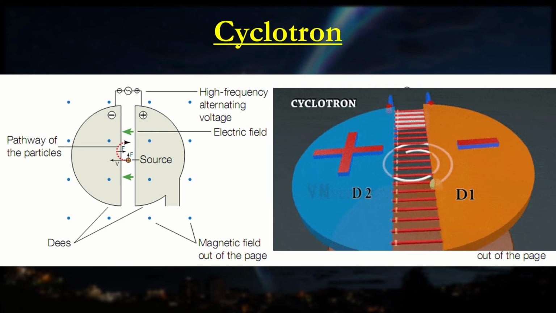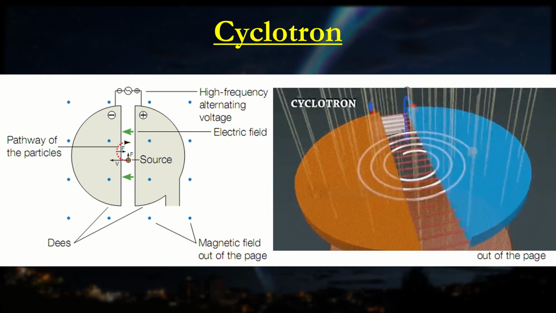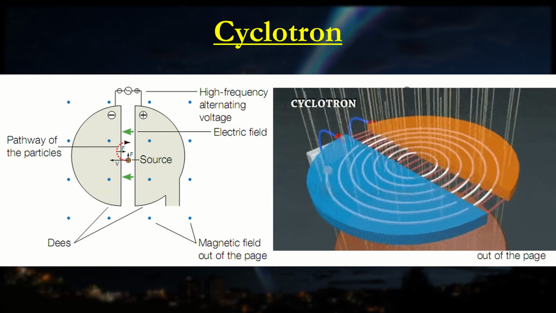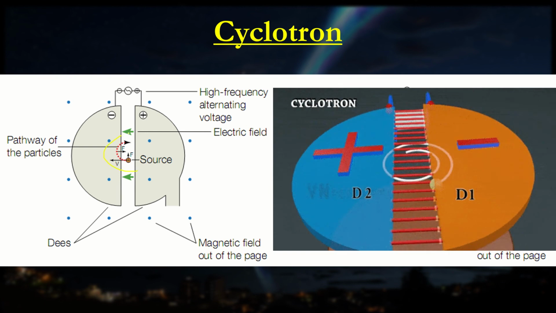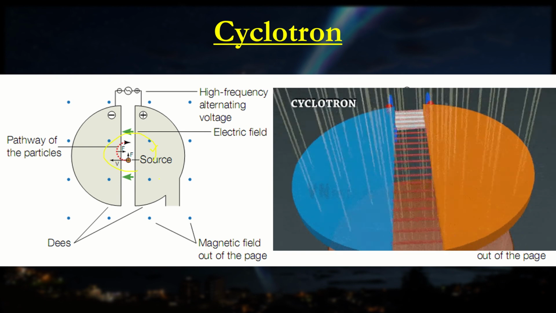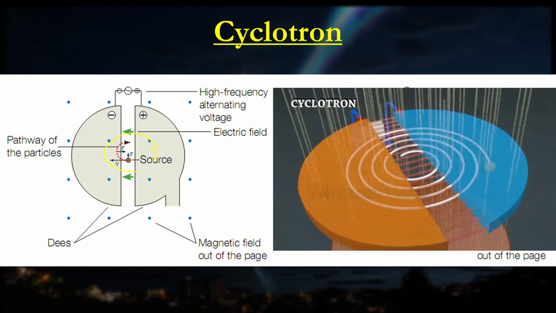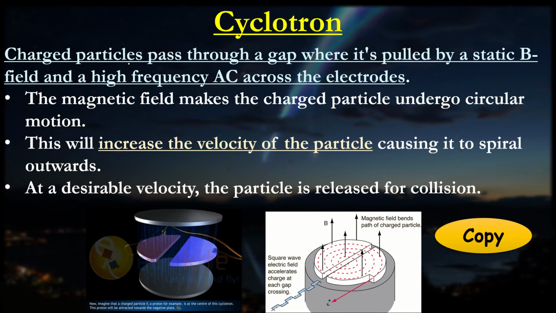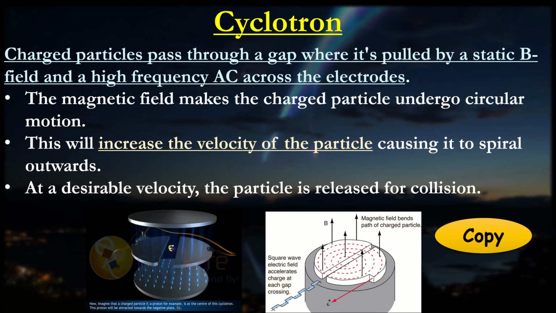Next we have the cyclotron. The reason why it's called a cyclotron is because it's causing the charged particle to move in a circular motion. So that's what a cyclotron does. In terms of the actual application, as you can see, there's a little gap in between the cyclotron.